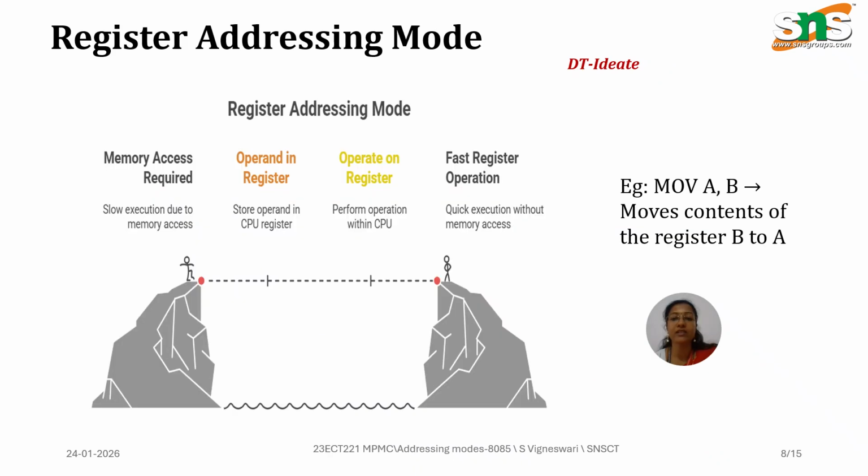Next comes the register addressing mode. In register addressing mode, the operand is stored in a register. For example, MOV A, B, which moves the contents of register B to register A, or the accumulator. This mode is very fast because the registers are located inside the processor and can be accessed quickly. So this is how the register addressing mode functions.